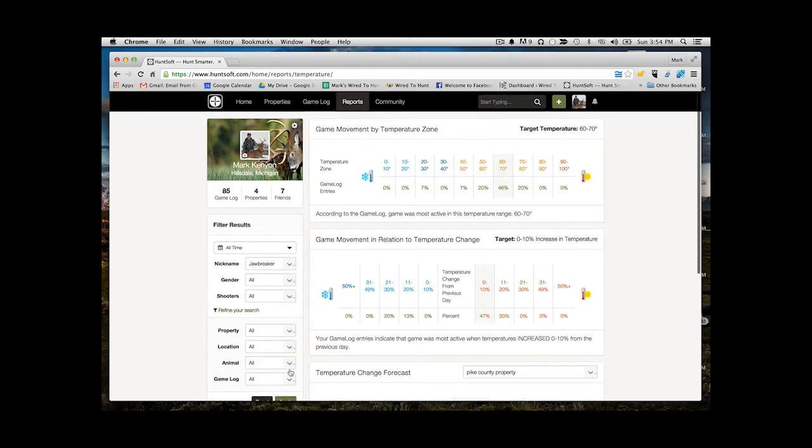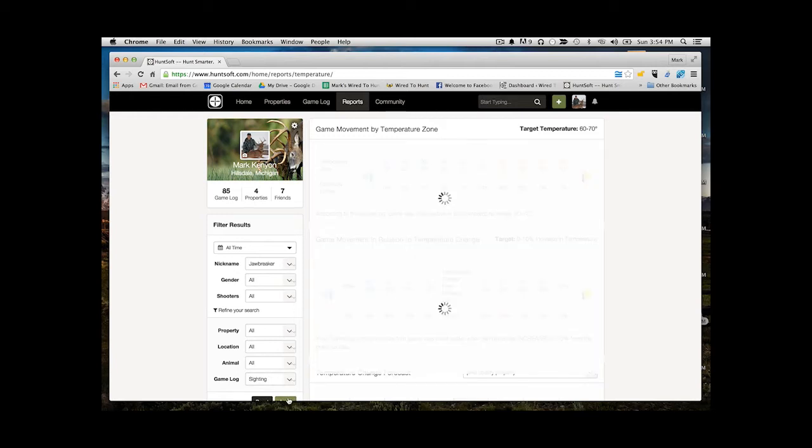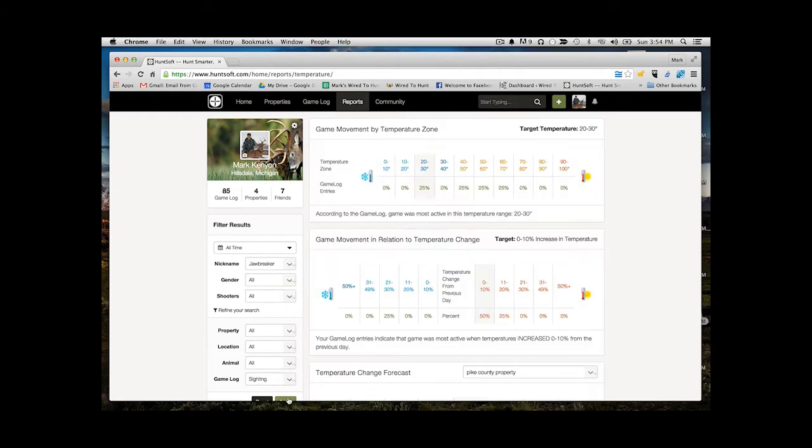But what I did then is I filtered by sightings, so not including trail camera pictures, just sightings. And this then showed a little bit more accurate, real-time data, showing that, hey, there is a lot more activity from him that I'm actually seeing when there is a drop in temperature to some degree.